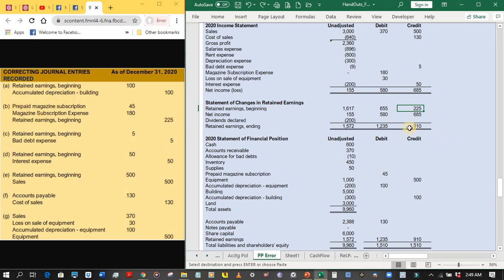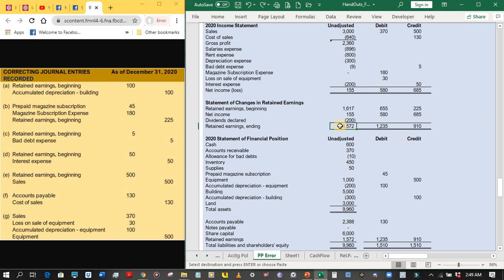Then we get the total of the debits and the credits in the statement of changes in retained earnings, so that is 1,235 and 910. And these two amounts are adjustments to the 1,572 pesos unadjusted retained earnings.